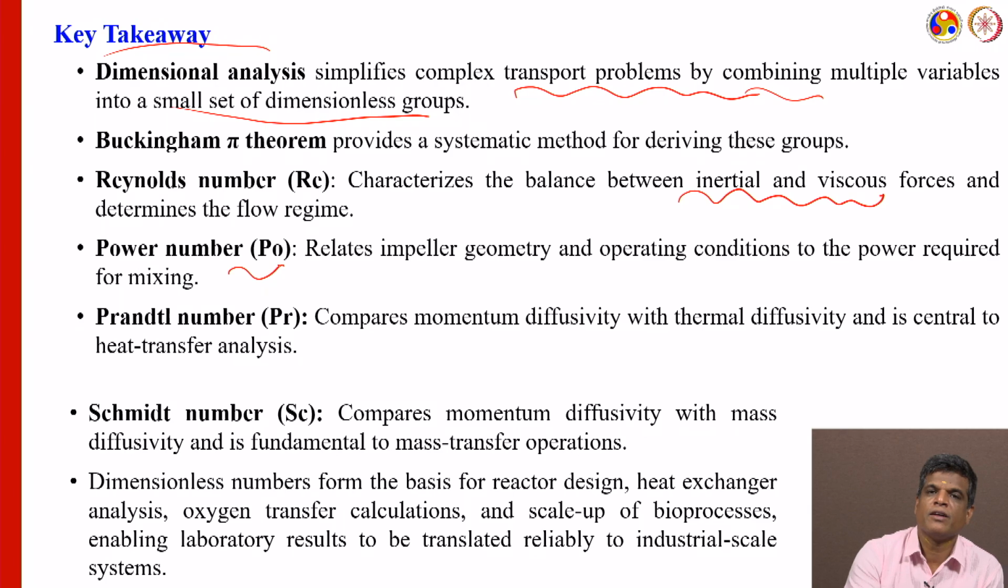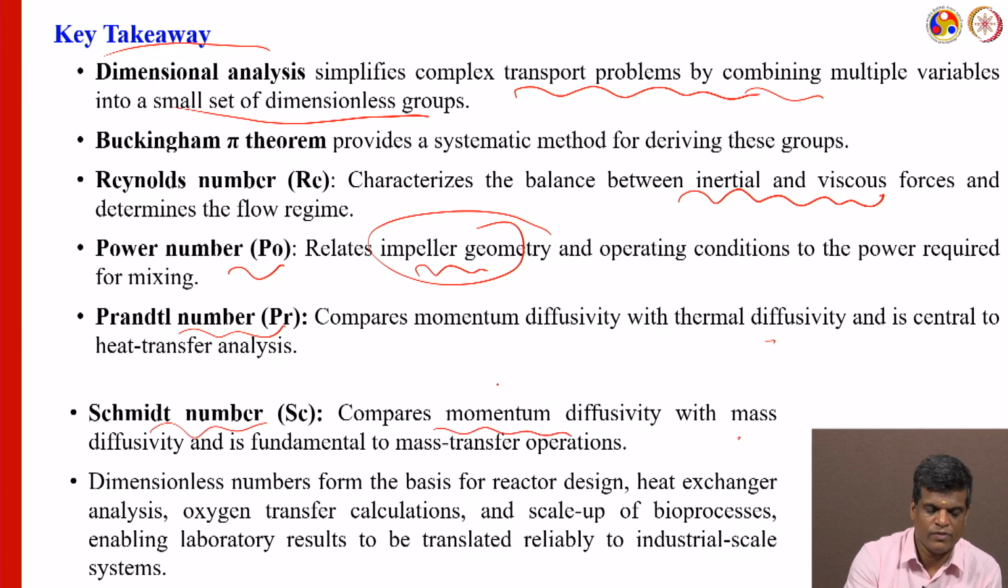Next is the power number, which relates the impeller geometry. Then the Prandtl number, NPr equals Cp mu by K. Then the Schmidt number compares the momentum diffusivity with the mass diffusivity. So, we discussed the dimensionless numbers, all of which form the basics of reactor design. When you want to do heat exchanger analysis, oxygen transfer calculation, or scale up a bioprocess, we definitely need thorough knowledge of the dimensionless numbers, otherwise we cannot solve bioprocess problems. Thank you.